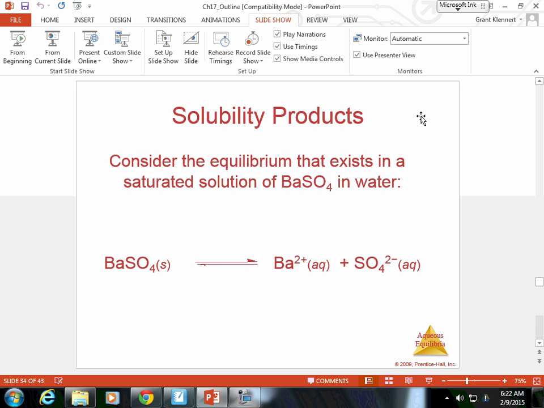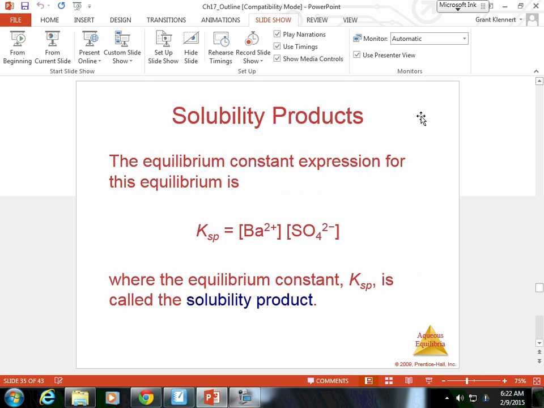What's our equilibrium constant or equation for this? Think about it, you don't include solids, so your equilibrium equation is going to be Ba2+ times SO4 2-. Now, since we are simply dealing with ions in solution here, we refer to this as our Ksp, which is our solubility product. So our Ksp is our solubility product, and this is dealing with ions that are dissolved in solution.